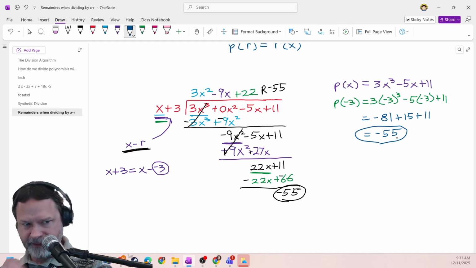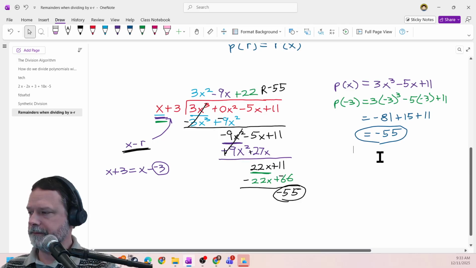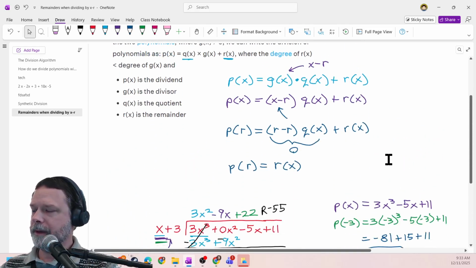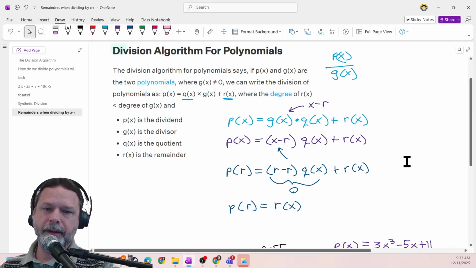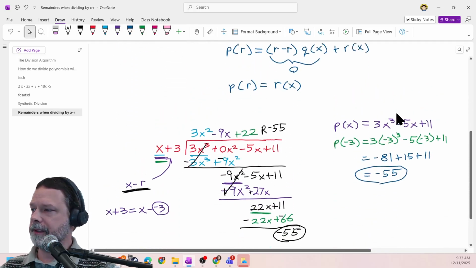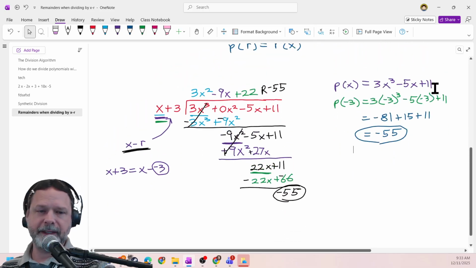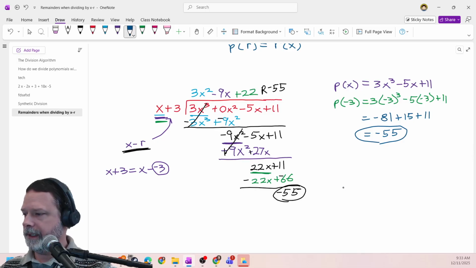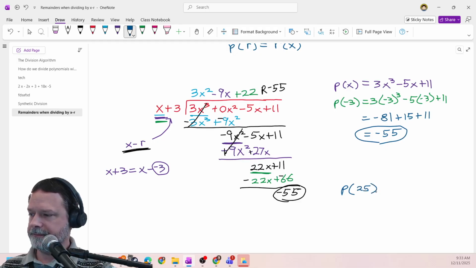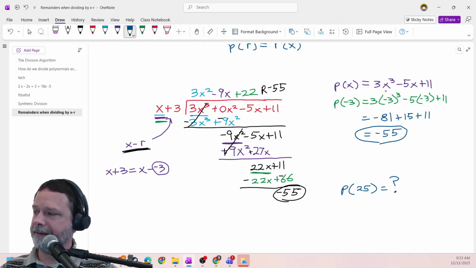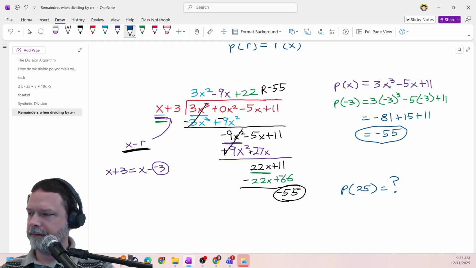So what is the use of this? Why would we do this? Well, what if you have a polynomial, let's say like 3x cubed minus 5x plus 11, and you want to know what is p of 25? What does that equal? So if I plug 25 in here, what do I get? Well, man, I'm going to have to do 25 cubed. That might be really bad, right? It's a big number. And we can imagine worse numbers or maybe even bigger polynomials.